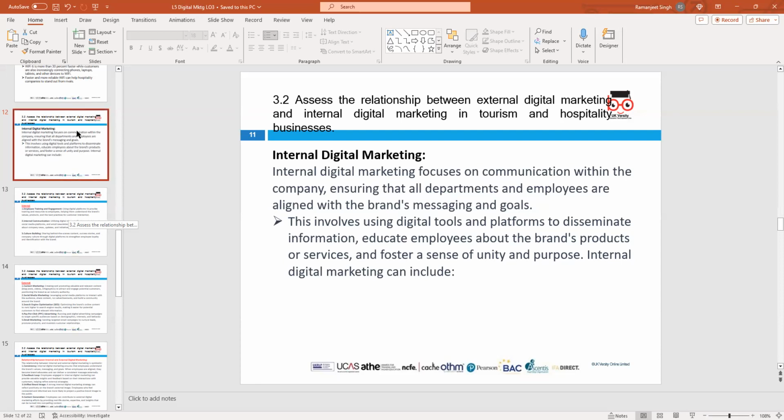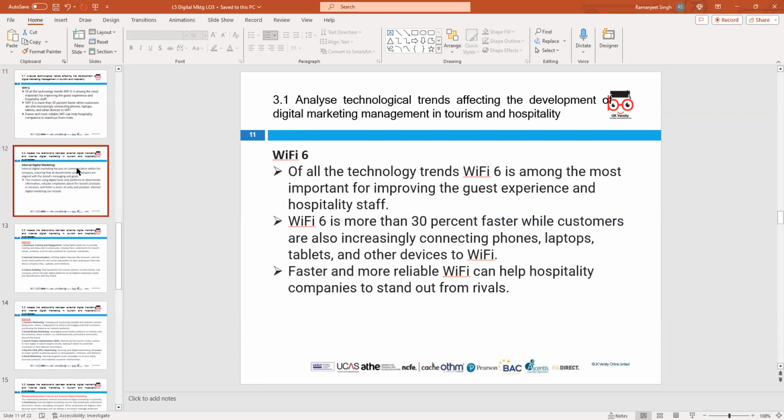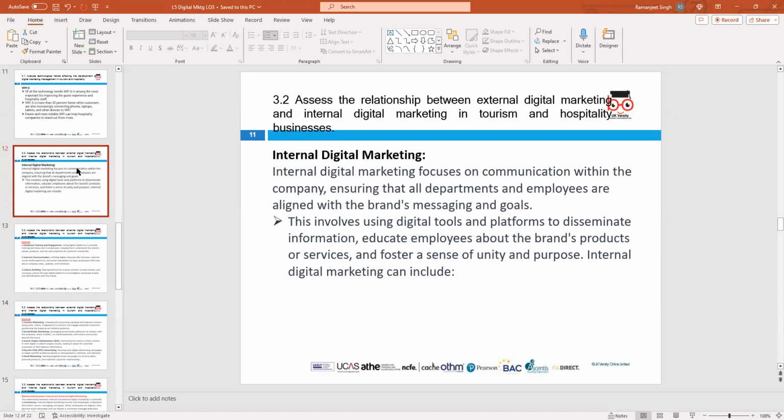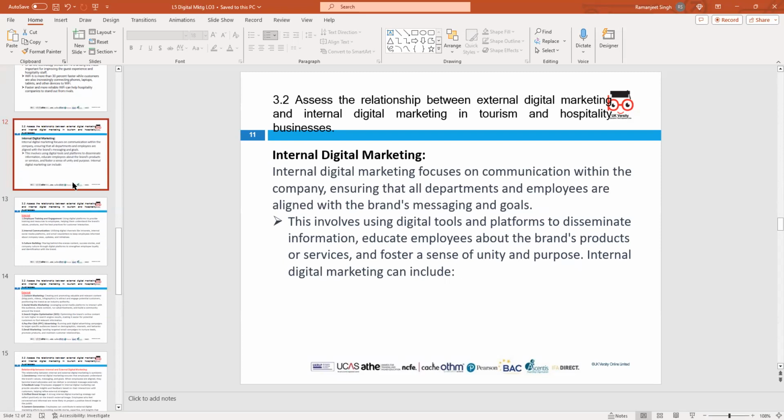Okay. Now going on to 3.2. Now 3.2 looks at assessing the relationship between internal digital marketing and external digital marketing. Okay, the relationship between external marketing and internal marketing. Now, internal marketing in an organization includes, for example, what does it include? What do you think internal marketing is? Any ideas? How does the company use the digital or technology to market itself internally?